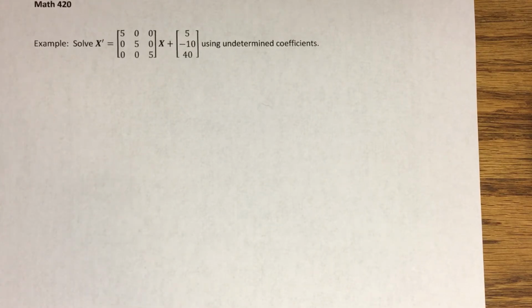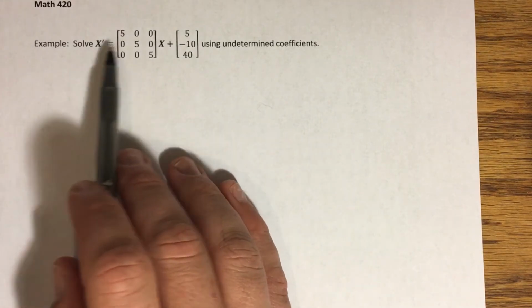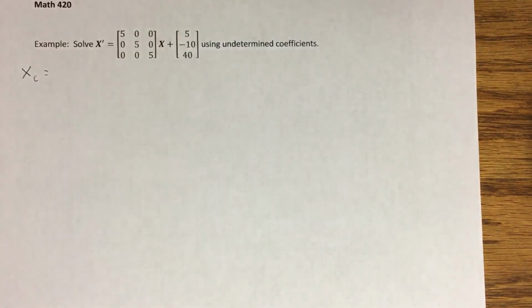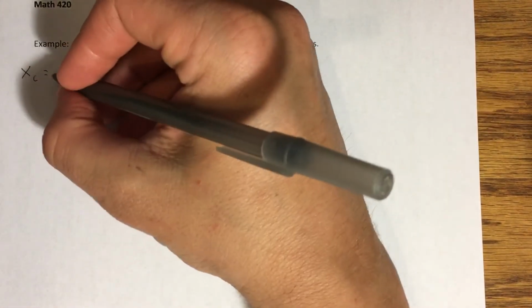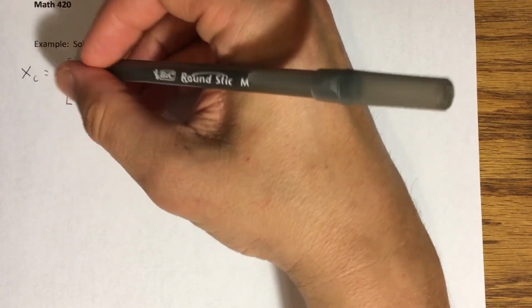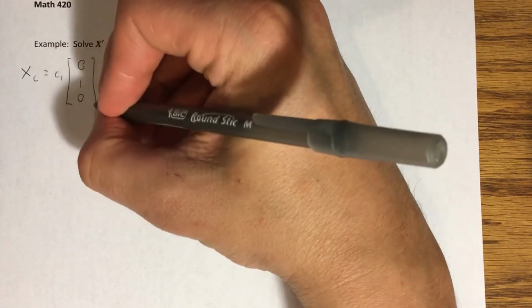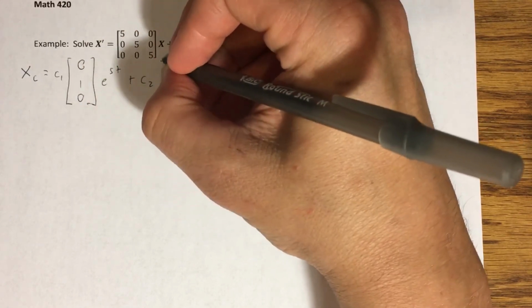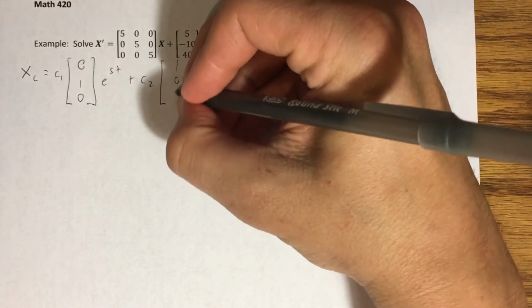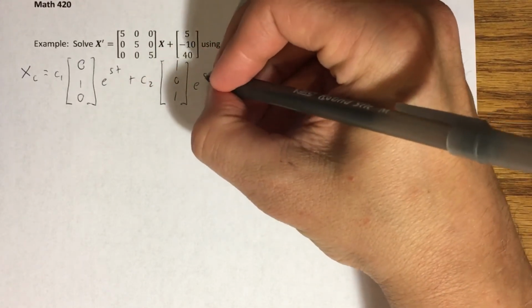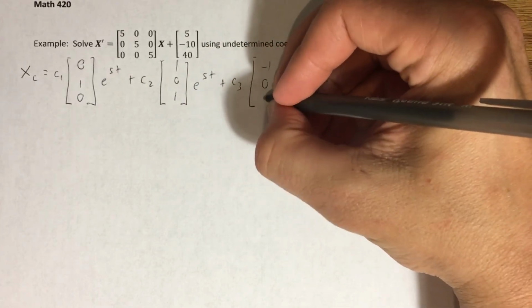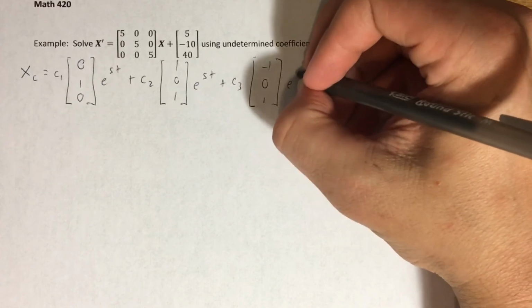Like we said before, we're not going to go through the work of finding that, but you would find the eigenvalues first. The eigenvalues in this case turn out to be plus or minus 5. And once you go through that, find the eigenvectors and whatnot, you end up with this as a complementary solution. C1 times 0, 1, 0, e to the 5t, plus C2 times 1, 0, 1, e to the 5t, plus C3 times negative 1, 0, 1, e to the negative 5t.